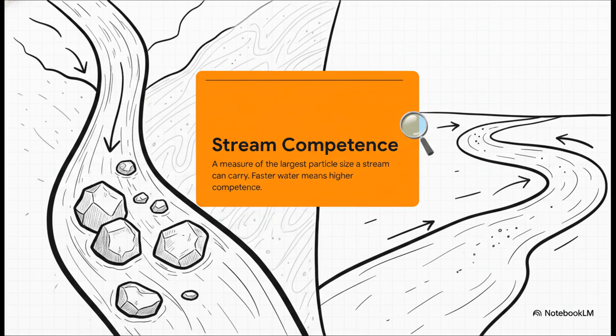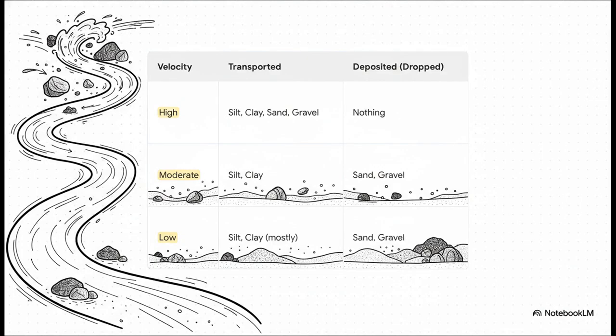It might only have enough oomph to carry some fine silt. And this table here lays it out perfectly. Look. When the velocity is high, the river is a beast. It carries everything. But the moment it starts to slow down, it starts losing energy. And what does it drop first? The heaviest stuff. Out go the gravel and sand.